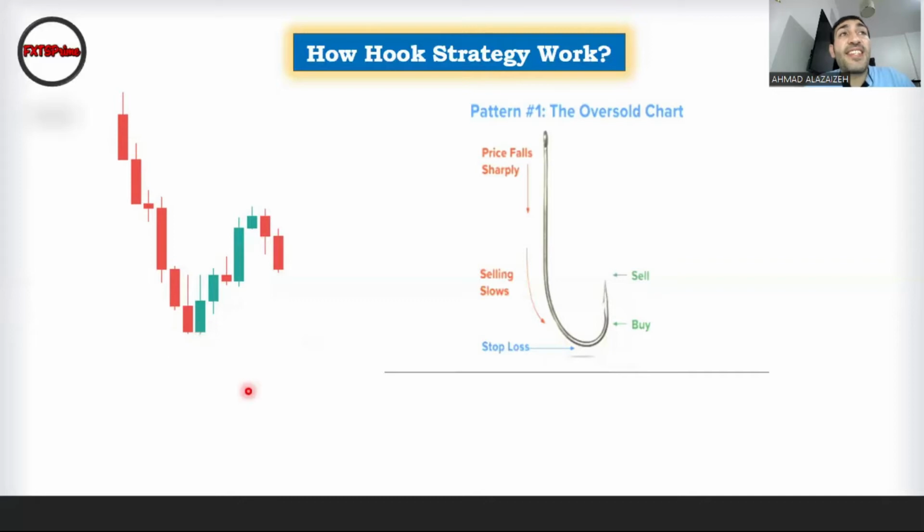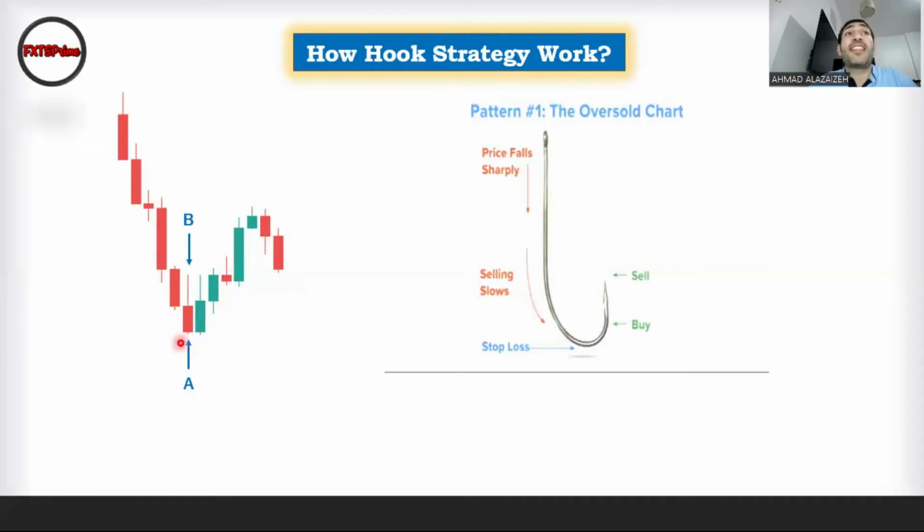So let's discuss this in detail. Now, oversold, price coming to this point, and this point we call point A. Now price has made a resistance here, tried to push up, but made resistance here, and we call this point B. Now, in order to complete our hook pattern, we need to have point C.